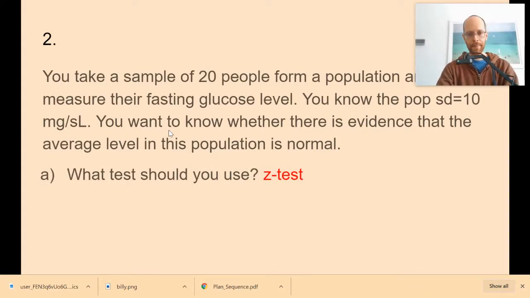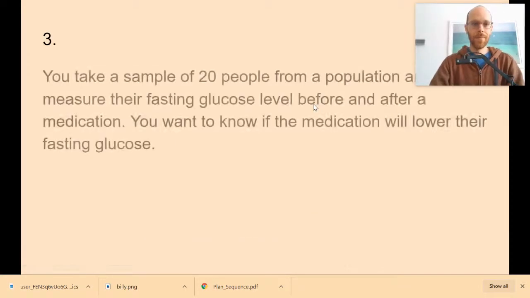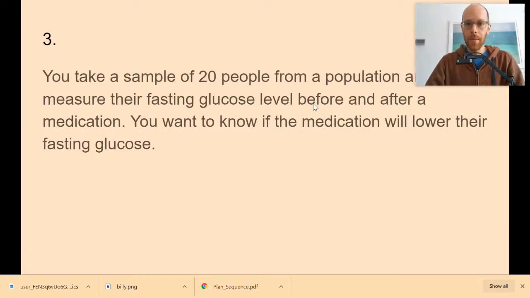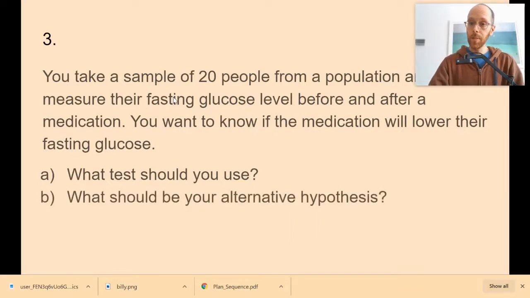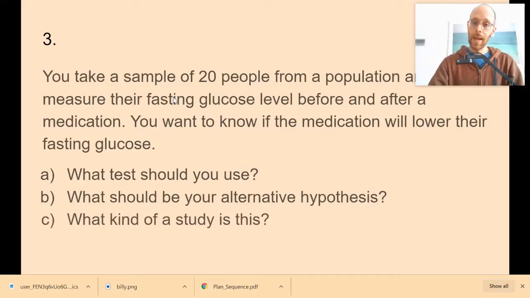On to number 3. You take a sample of 20 people from a population and measure their fasting glucose level before and after a medication. You want to know if the medication will lower their fasting glucose level. What test should you use? What should be your alternative hypothesis? What kind of study is this?